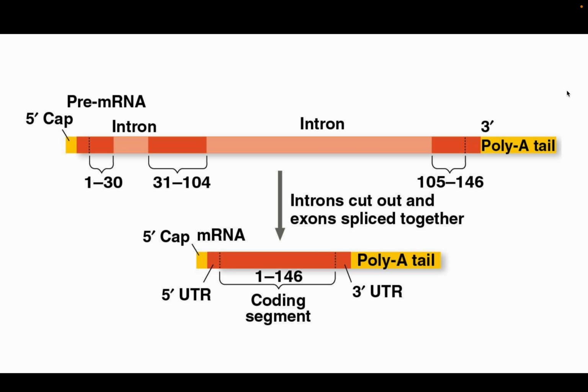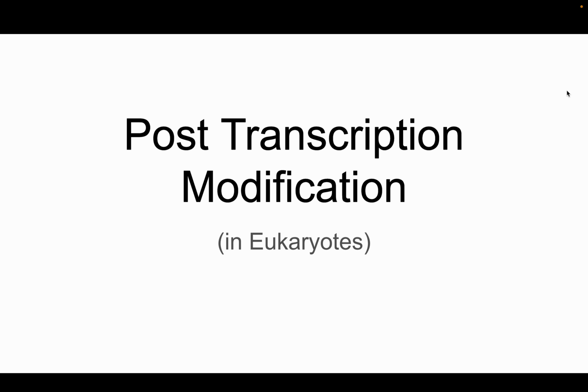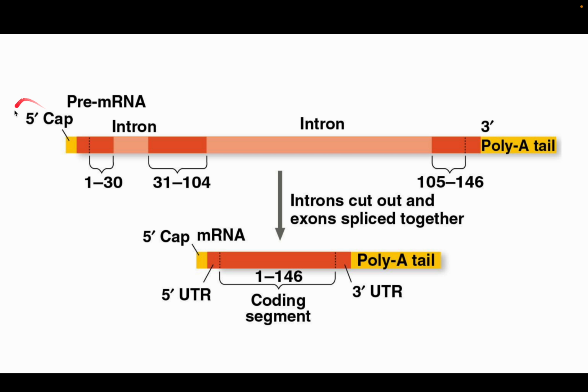So kind of like what we talked about, it goes through something called polyadenylation, and in general, post-transcription modification happens in two stages. The first stage is the addition of a 5' cap and a 3' poly-A tail.